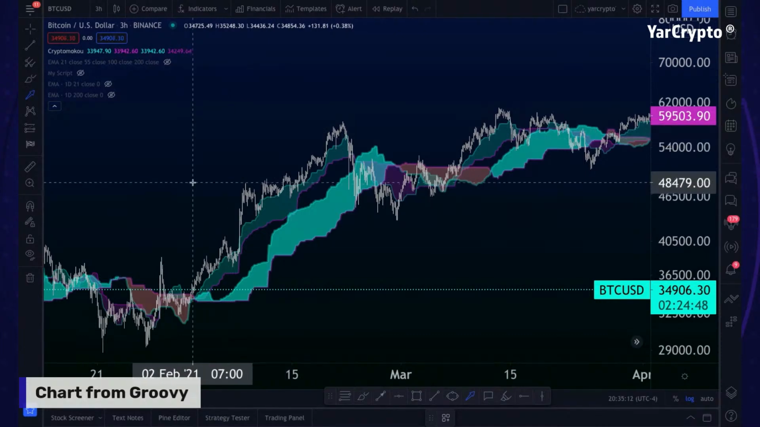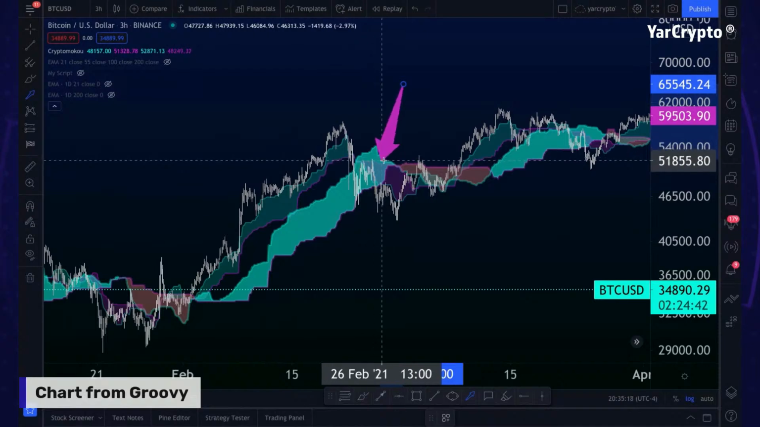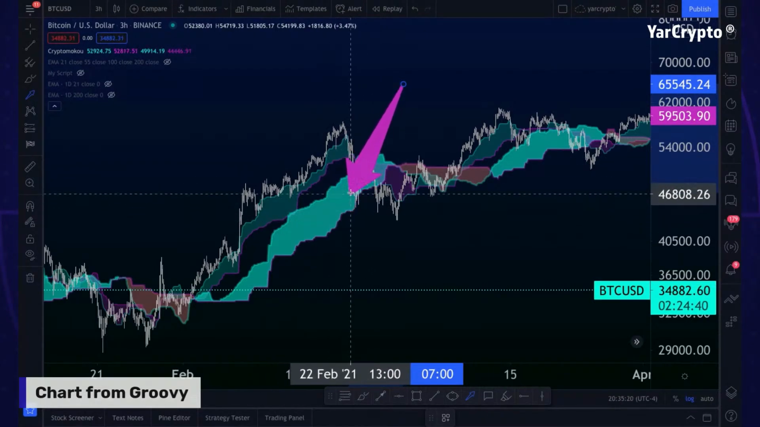Okay. So as you can see, guys, this green cloud, I refer to it as the green dragon.